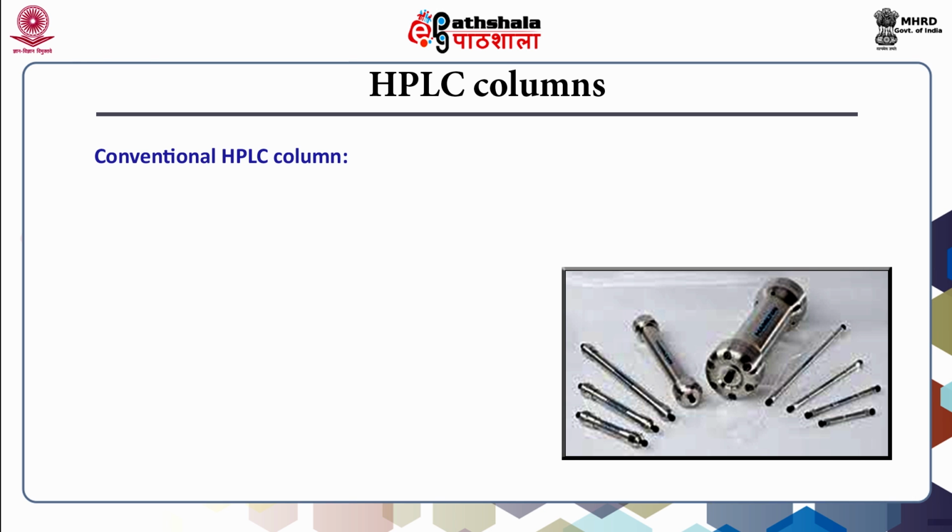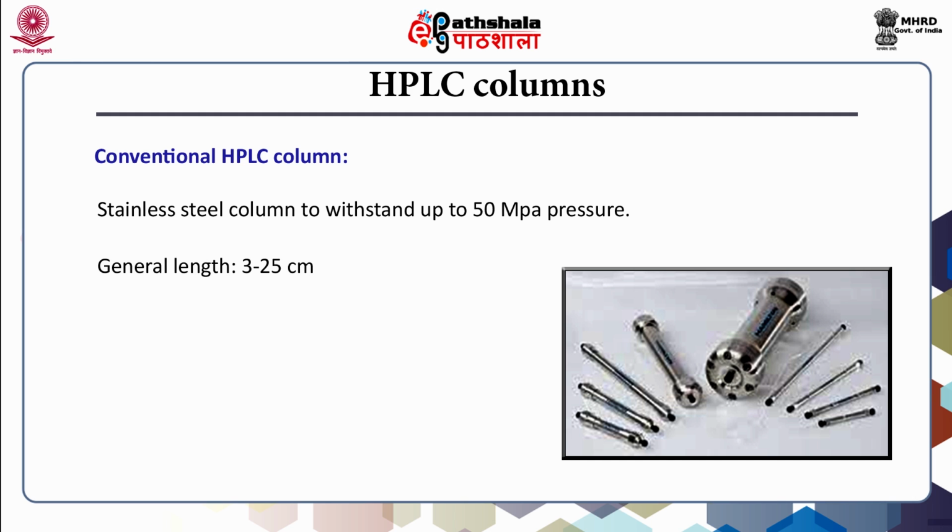Conventional HPLC columns are made of stainless steel. Why do we have to use stainless steel? Because it has to withstand high pressures like 50 megapascal, and these kinds of columns are generally 3 to 25 centimeters in length. The internal diameter in these columns is nearly 2 to 5 millimeters. The flow rate of mobile phase in these columns is 1 to 10 ml per minute.